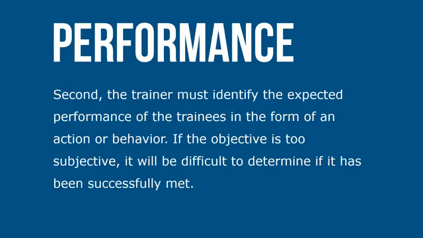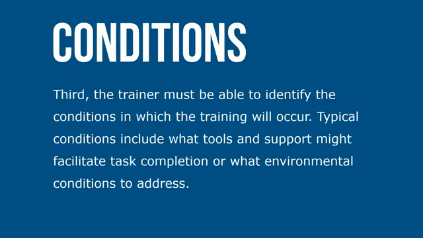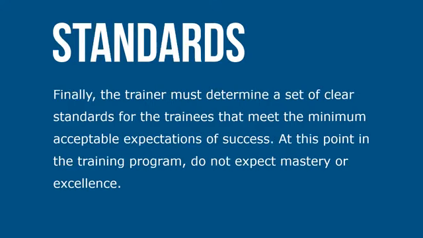Second, the trainer must identify the expected performance of the trainees in the form of an action or a behavior. If the objective is too subjective, it will be difficult to determine if it has been successfully met. Third, the trainer must be able to identify the conditions in which the training will occur. Typical conditions include what tools and support might facilitate task completion or what environmental conditions to address.